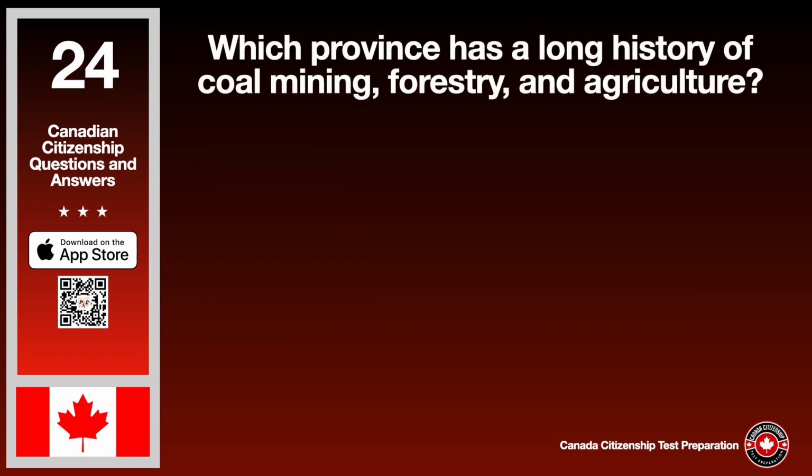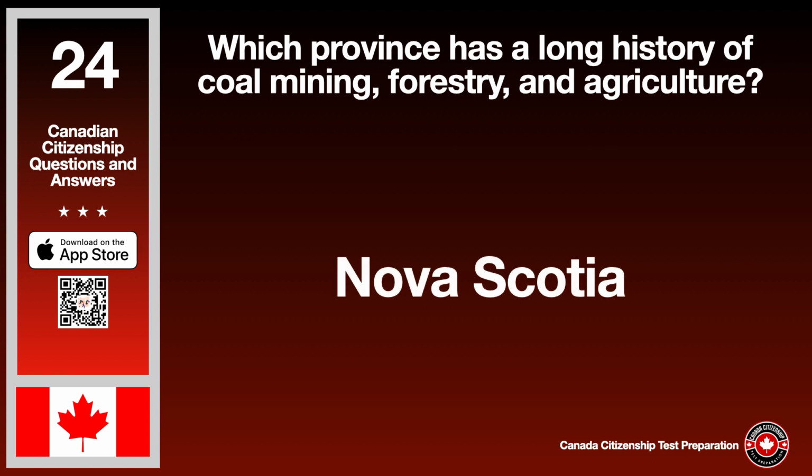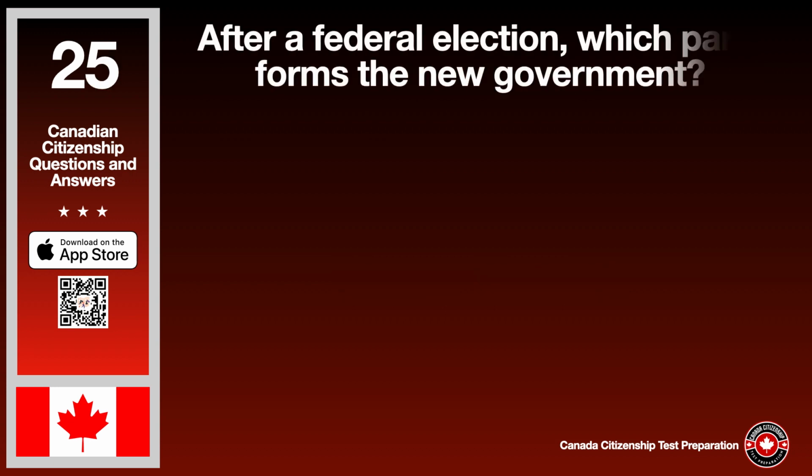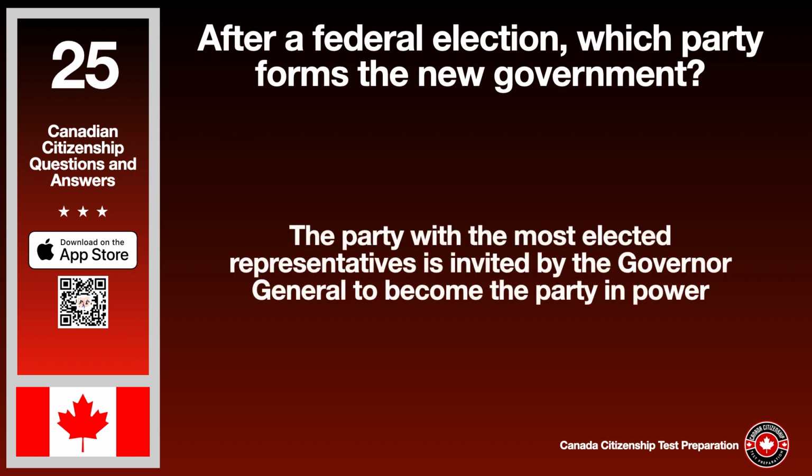Which province has a long history of coal mining, forestry, and agriculture? The answer is Nova Scotia. After a federal election, which party forms the new government? The answer is the party with the most elected representatives is invited by the Governor-General to become the party in power.